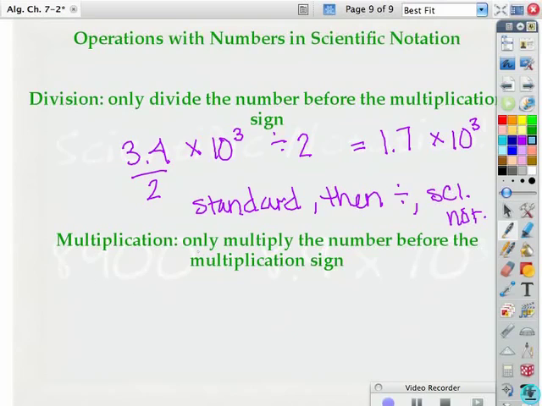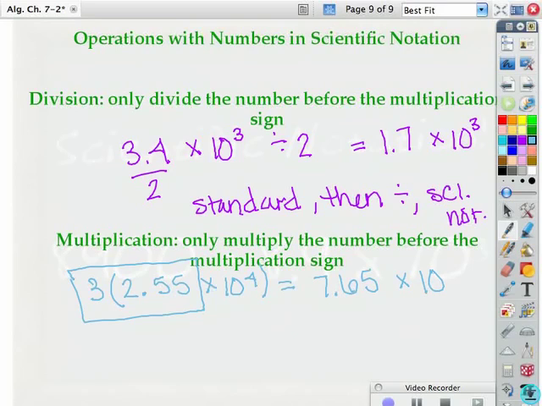Now with the multiplying, you only have to multiply the number before the multiplication sign. So if you see something like this, 3 times 2.55 times 10 to the 4th, the only numbers you need to multiply are right here, 3 and 2.55. You keep the times 10 to the 4th just as it is, and when you do that, you end up with 7.65 times 10 to the 4th. And again, if you wanted to, you could write it in standard and then multiply and then scientific notation, but I think it's easier to just go ahead and use your multiplication this way.